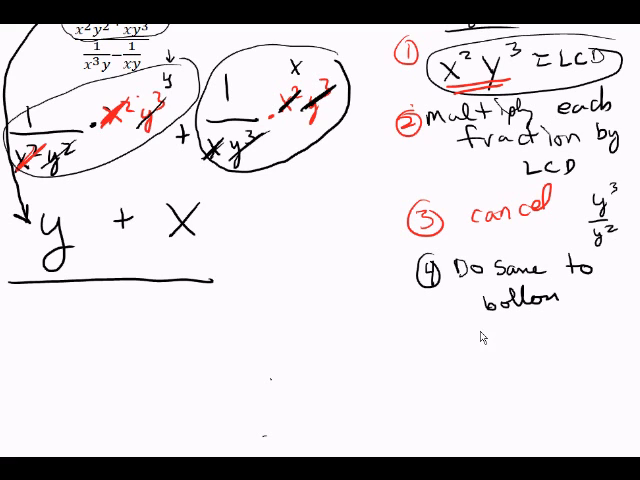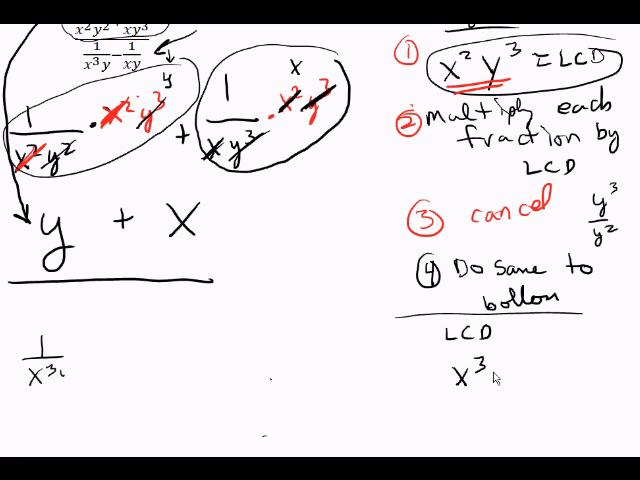There we go. So we want to do the same thing to the bottom. Let's see if I can get this back. Okay, we're back. And the bottom is 1 over x3 y. Oh well, let's do the same thing to the bottom.